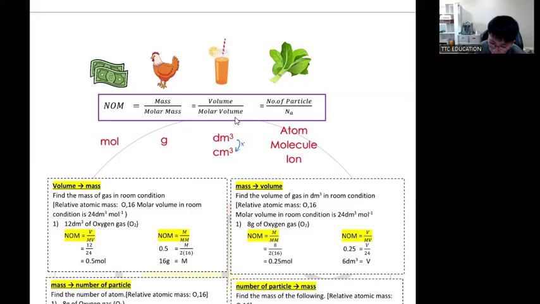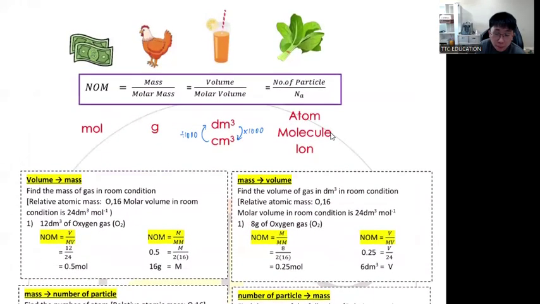If you go from dm cube to cm cube, it's multiply 1000. If you go from cm cube to dm cube, it's divide 1000. So this one, just a quick go through. Then particle includes your atom, molecule, and ions. So atom, molecule, ion are the types of particles. Then we can actually find your number of particles.